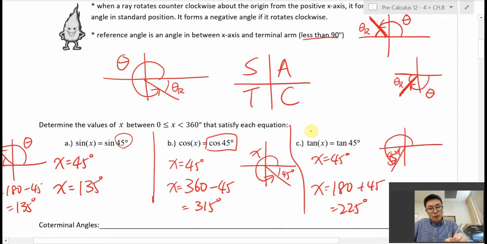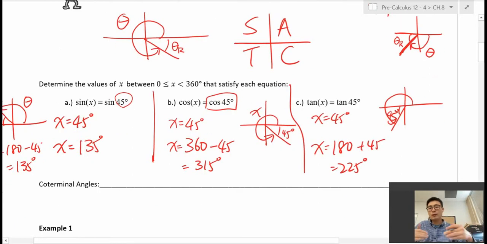Notice cosine 225 is not going to be the same as cosine 45. It's going to be the negative of cosine 45 because in the third quadrant, cosine will be negative. So again, we did this in pre-calc 11. I don't know if you remember, but that's okay. That's why we do the review. We're actually reviewing quite a bit today.